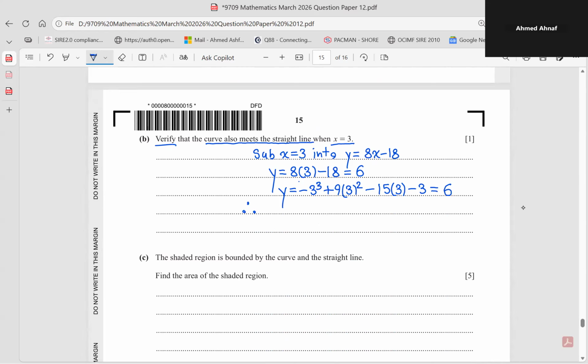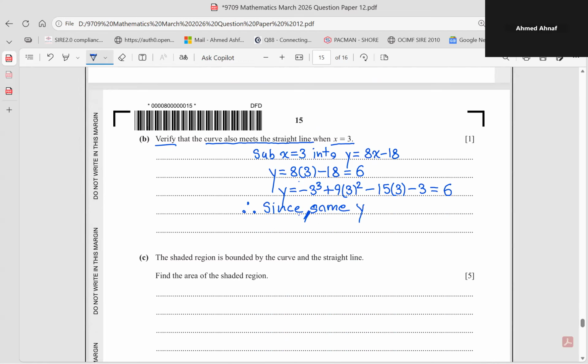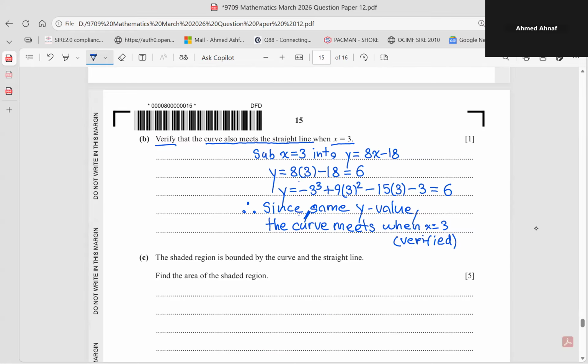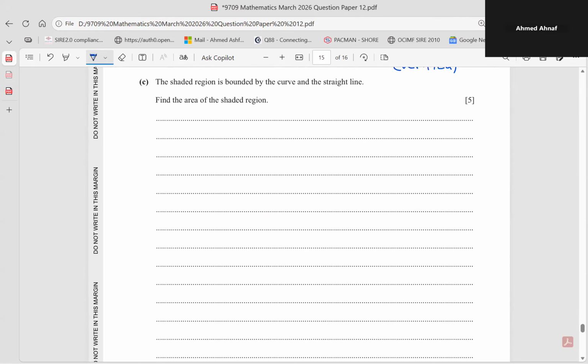Therefore, you can say that since they have the same y value, the curve meets the line when x equals 3. Verified. Yeah, so with this we can head on to the last and final part.